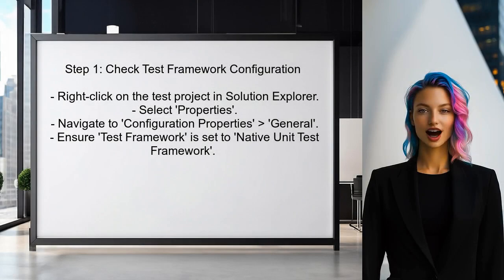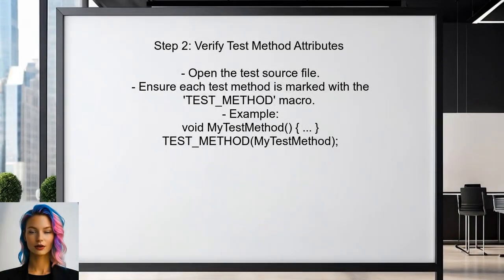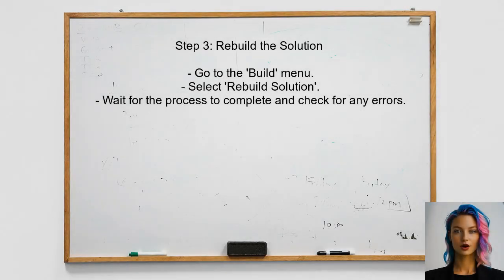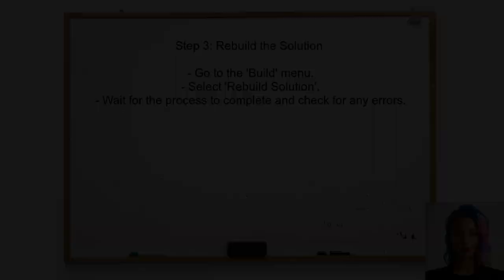First, the user should ensure that the test framework is properly configured in Visual Studio. They can do this by checking the project properties. Next, the user should verify that the test methods are correctly defined. This means ensuring that the test methods are marked with the appropriate attributes. After confirming the test methods, the user should rebuild the solution. This step is crucial as it ensures that all changes are compiled correctly.